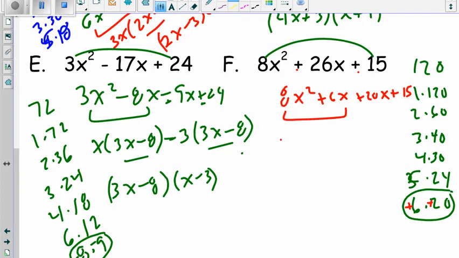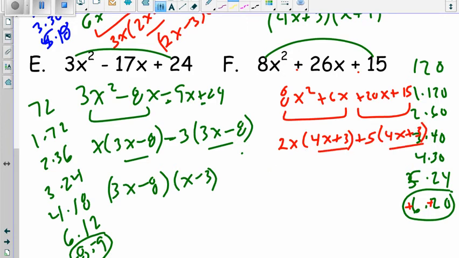So let's see, we can factor a 2x out of both of those. And when I look at these, remember that term's positive, that's fine. I could factor a 5 out of both of those. So then I have a 4x plus 3 and 4x plus 3 on both of those. That leaves me 2x plus 5. And that answer is done.